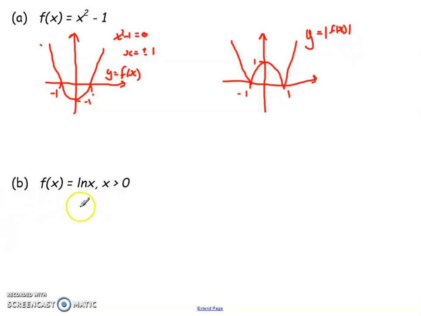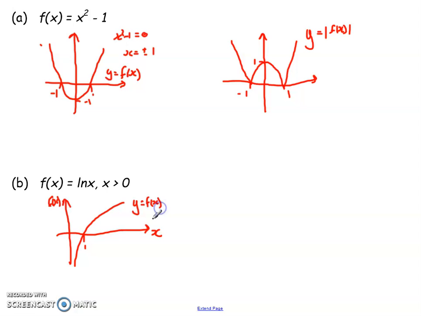The second one was f of x equal to ln x, where x is greater than 0. For this curve, if I label this as my x-axis, and let's label this as my f of x, I'm only going to have positive values of x, so I'm only going to take those into account. Now the graph of ln of x, we know, looks like that, goes along those lines there, and it cuts at x equal to 1. So that there is a rough sketch of y equals f of x.